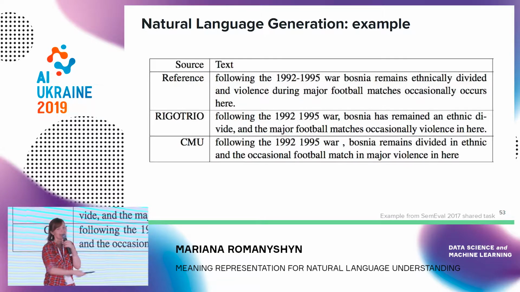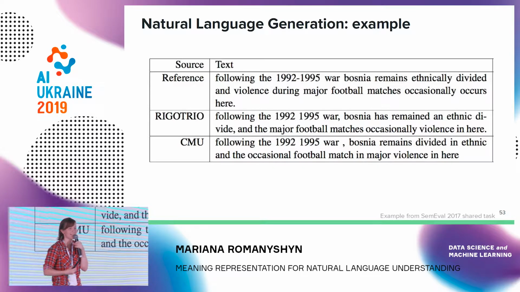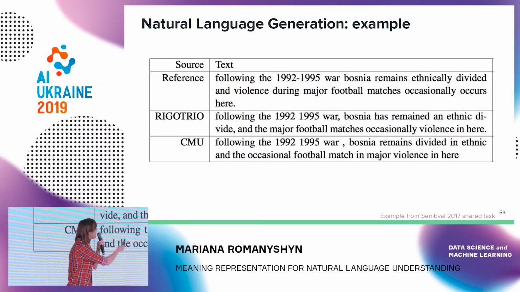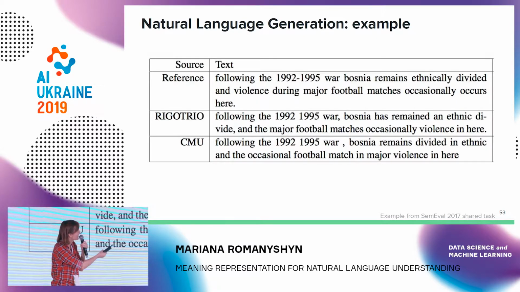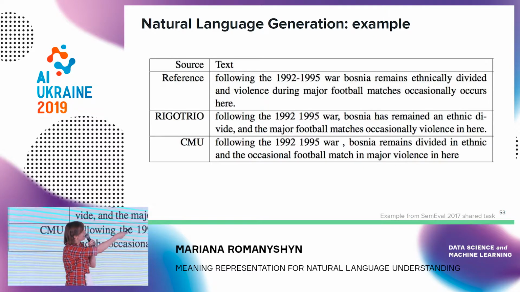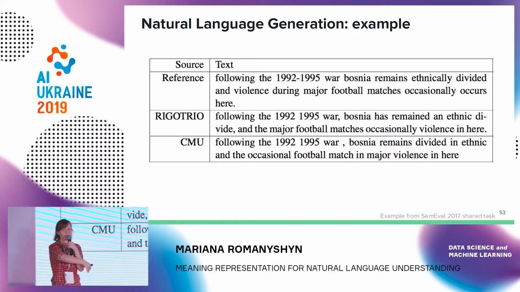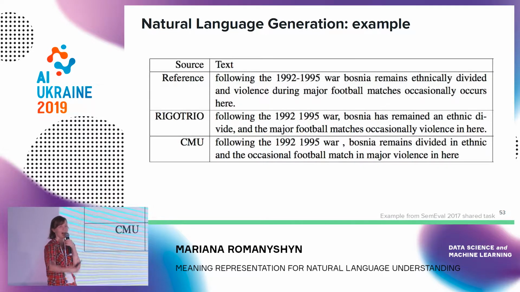You can see the difference in tenses, right? Because AMR doesn't embed the tense, so the system has to guess the tense. "Has remained an ethnic divide" is a very nice and also correct paraphrasing of "ethnically divided," right? So you embed the information about the meaning in the graph, and then the output can be all kinds of paraphrases of the same meaning.